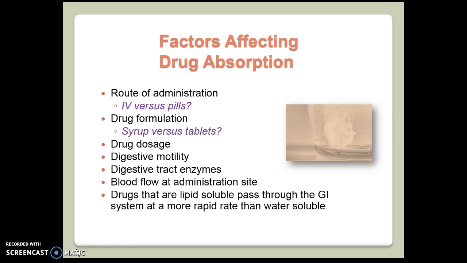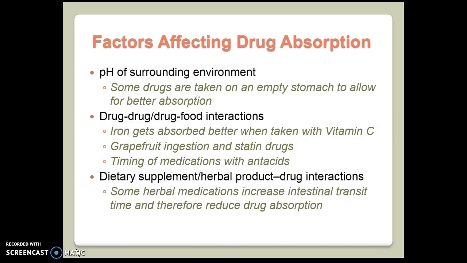If you have the appropriate enzymes in the digestive tract for absorption, sometimes the pH of the stomach may affect whether or not the drugs are absorbed, as well as the blood flow at the administration site, and whether or not the drug is lipid soluble. Because lipid soluble medications are going to pass through the GI tract at a much more rapid rate than water-soluble medications. Other things to think about, like pH. Some drugs are taken on an empty stomach to allow for better absorption because the pH of your stomach changes when you eat. There's those drug-to-drug and drug-to-food interactions.